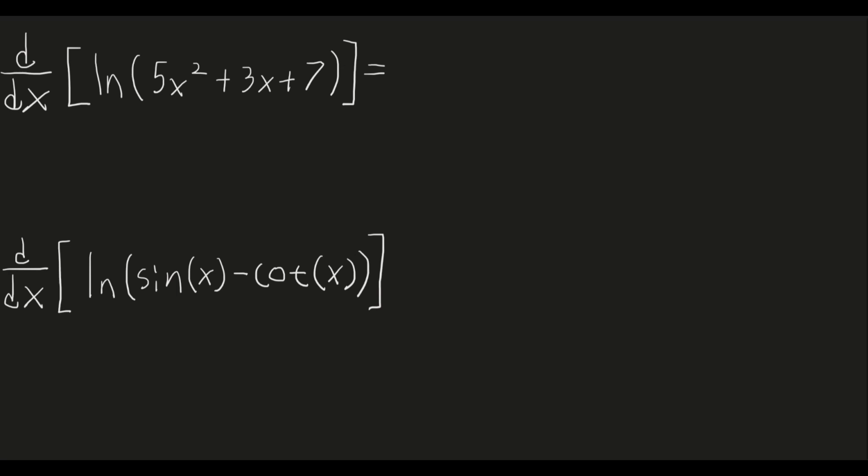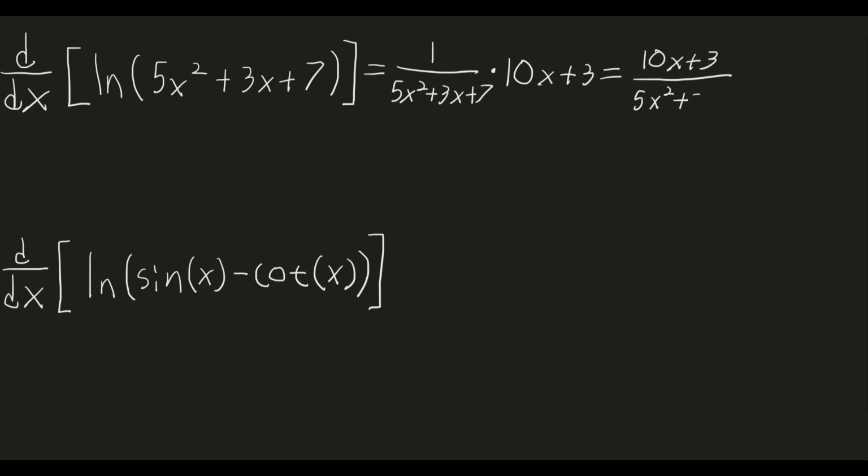First step of the top function, take the derivative of the outer function, which would be 1 over 5x squared plus 3x plus 7, leaving the inner function unchanged. Taking the derivative of the inner function, that would be 10x plus 3. Multiplying these together, it would be 10x plus 3 over 5x squared plus 3x plus 7. And this will be the final answer.